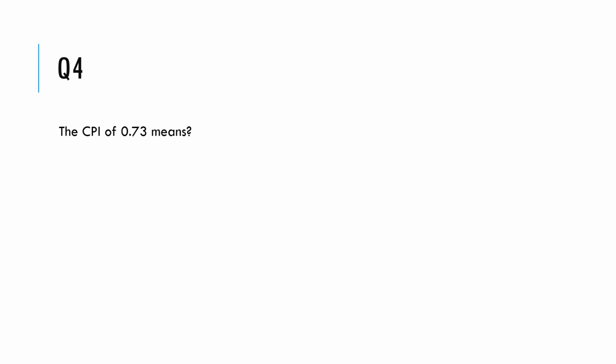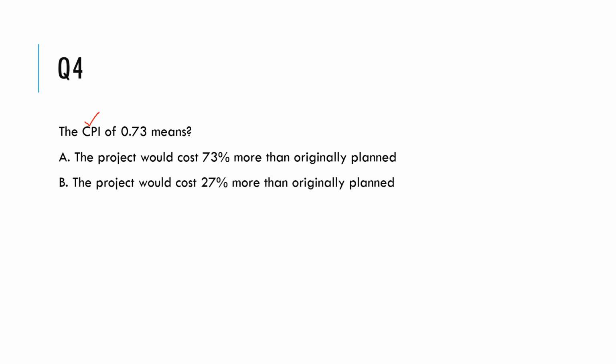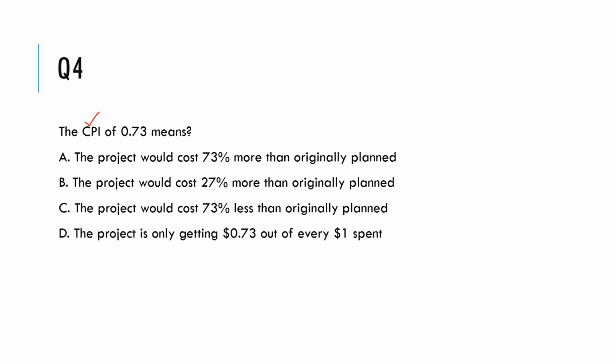The CPI of 0.73 means, CPI of course is cost performance index. So if you have a value of 0.73, which is less than 1 for CPI, what does that mean? The project would cost 73% more than originally planned. The project would cost 27% more than originally planned. The project would cost 73% less than originally planned, or the project is only getting 0.73 dollars out of every $1 spent.